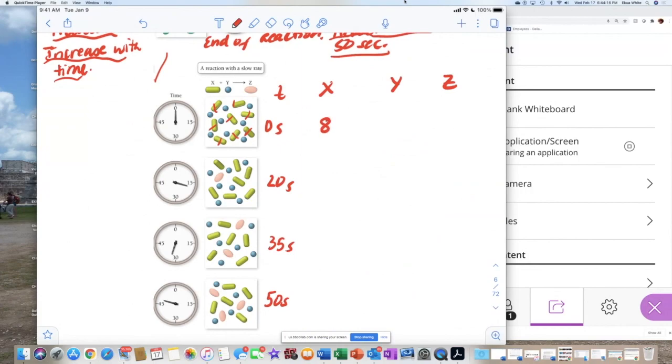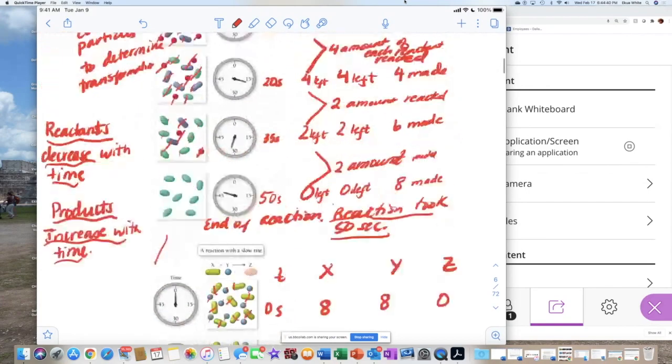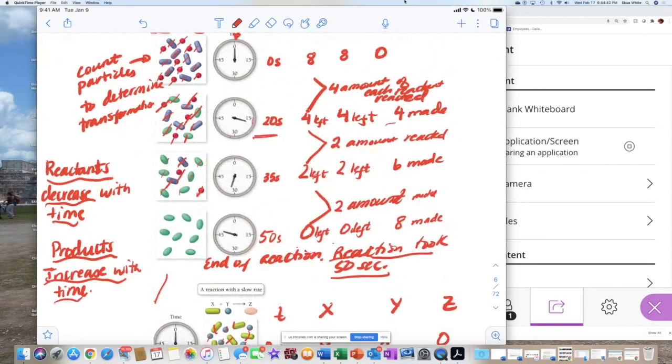So let's say, did I count 8? I thought I counted 8. 8 here of the green, 8 of the blue, and then the product pink, 0. Nothing is made because the reactants haven't even gotten together, right? Now they get together, they have 20 seconds to react. How much product do they make? Look at that. Just one. I mean, seriously, guys, you had 20 seconds. These other guys had 20 seconds and they made 4 products.